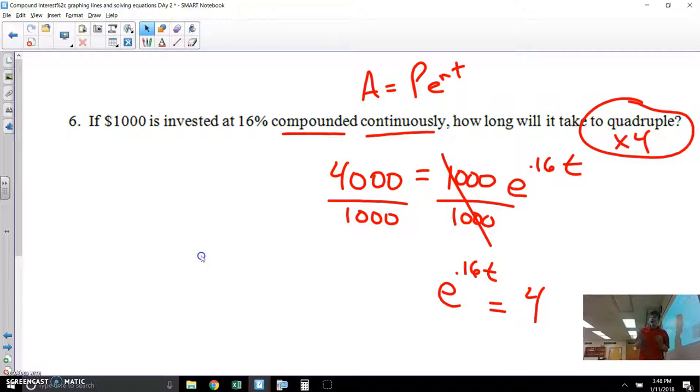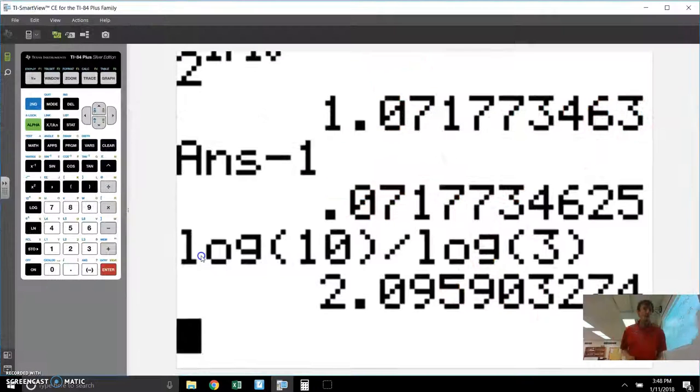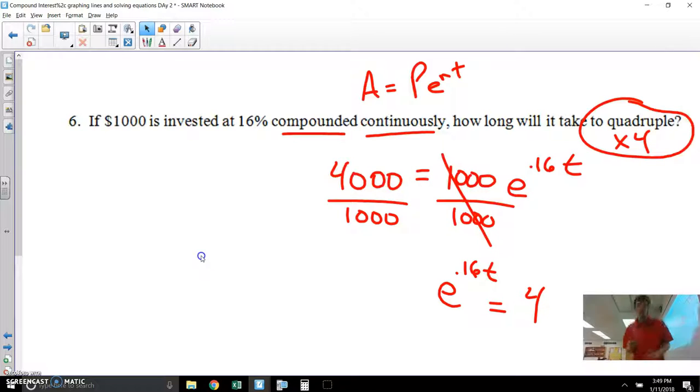E is with natural log. On a calculator, you have log and you have natural log, okay? Natural log is specifically for continuous problems, and e is the base. Kind of like with log, that's that base 10 that's invisible. You use natural log in order to do one with e as a base.